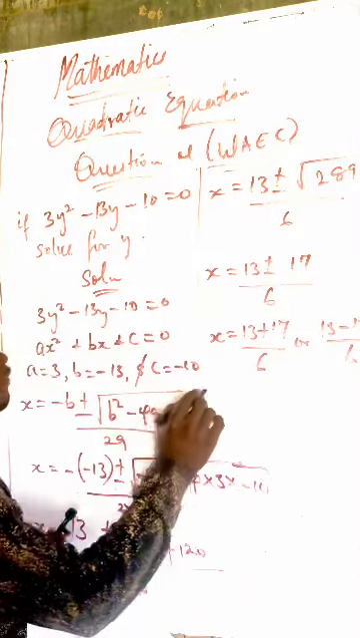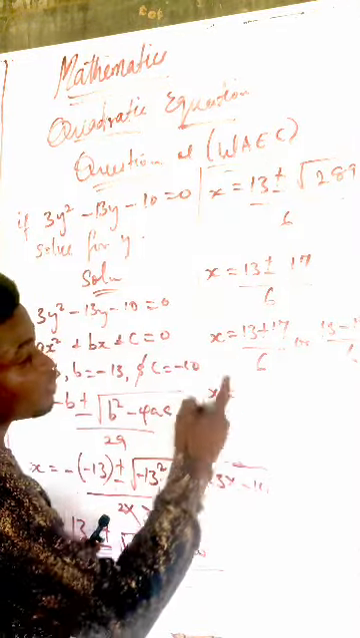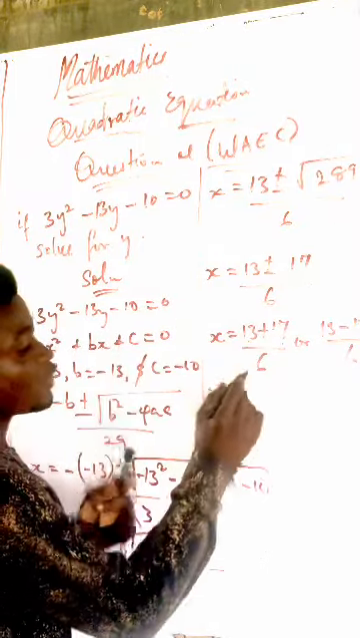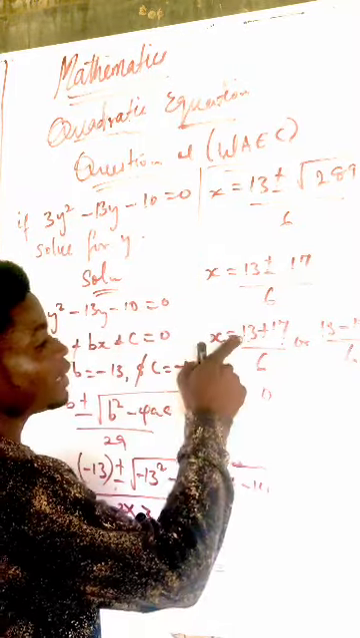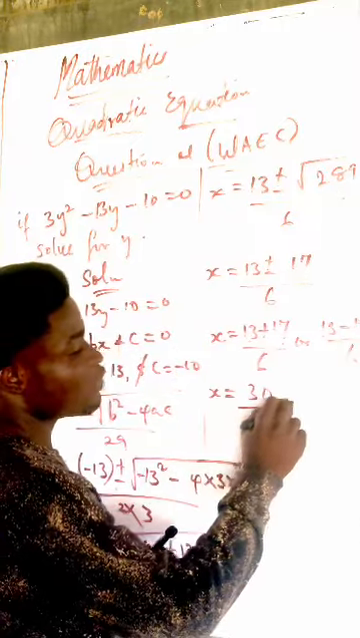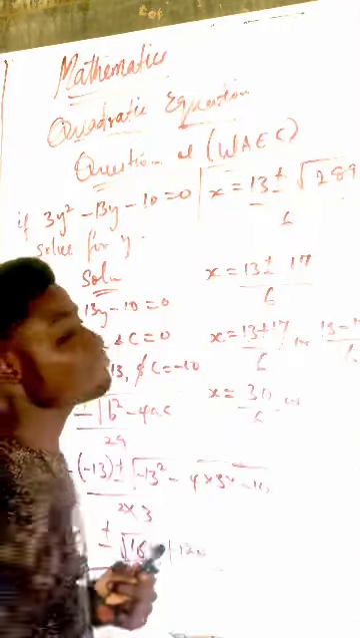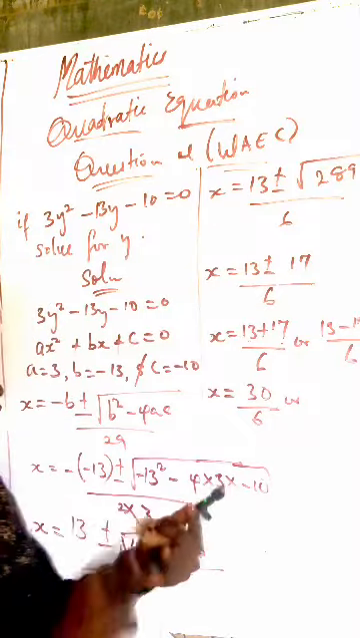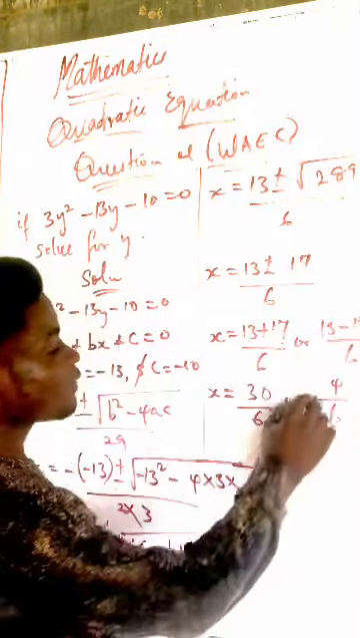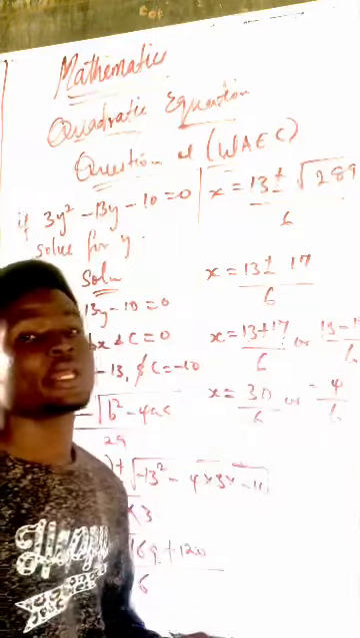So what next? x equals 13 plus 17: 3 plus 7 is 10, 0 carry 1, and 1 plus 1 is 2, so 30 over 6, or 13 minus 17, which is 4 over 6, but having a minus sign instead, right? So what next?